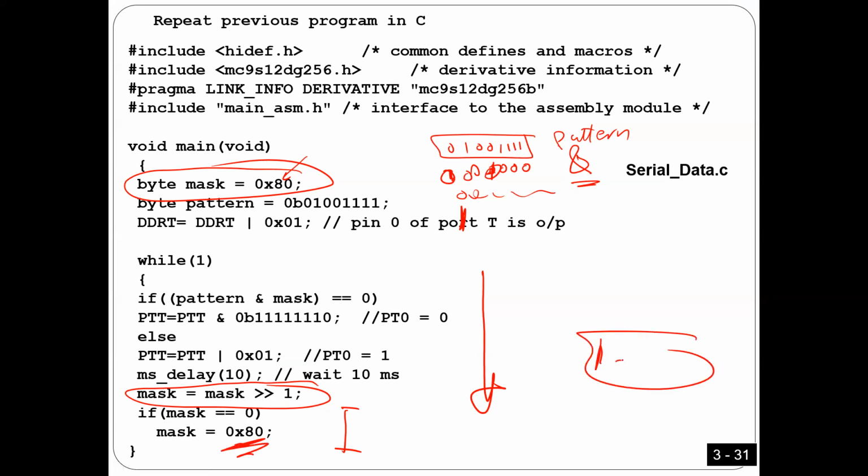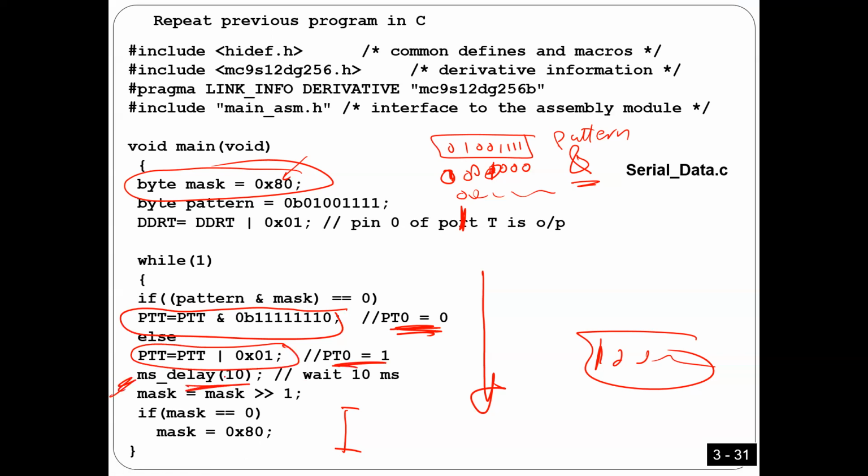80 means 1, 0, 0, 0. Just to repeat again. Is that okay? Also, as you see here, guys, in every iteration, I'm gonna check one bit. So I'm gonna do logic AND. I'm gonna check one bit and see if this bit is 0 or not. If this bit is 0, what should I do? If the bit is 0, you have to output 0. If this bit is 1, you have to output 1. And then wait 10 milliseconds.